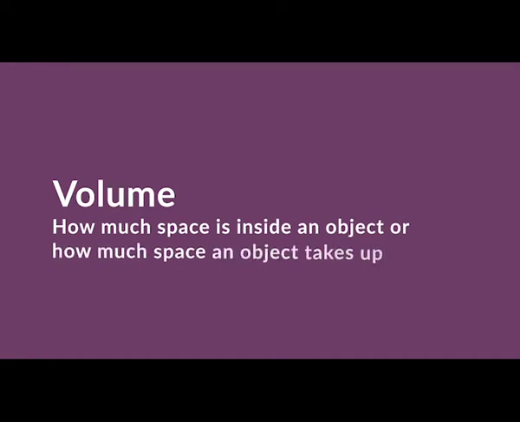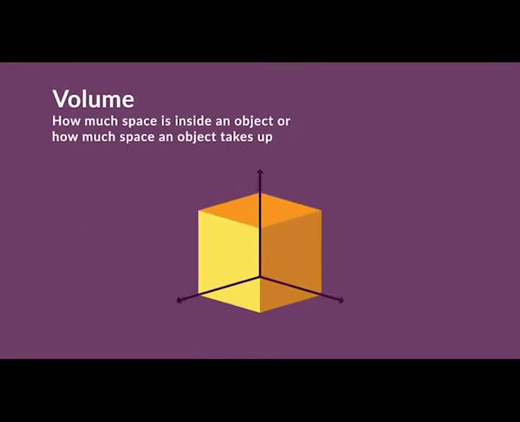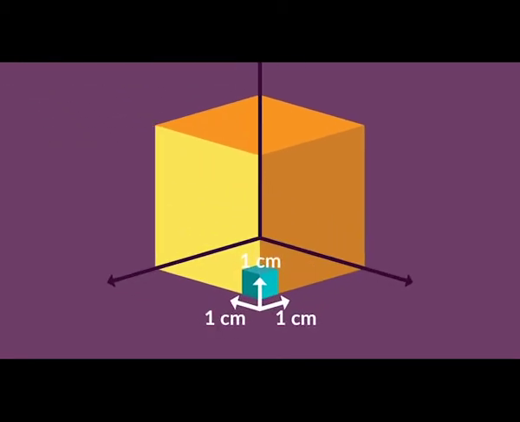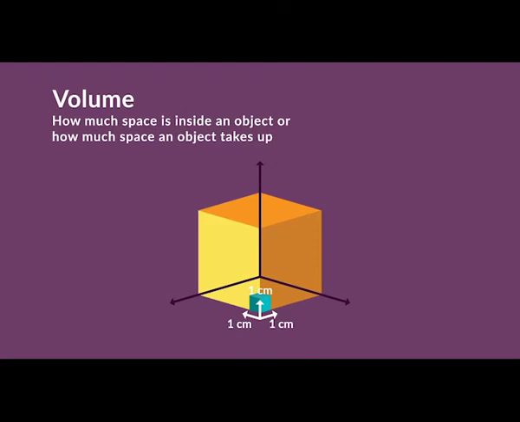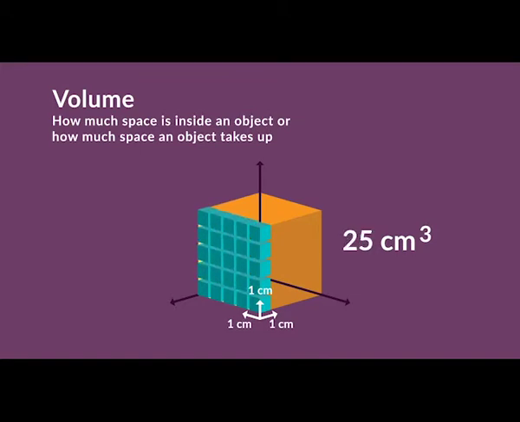So what is volume exactly? Volume is a measure of how much space is inside an object, or how much space the object takes up. It is always measured in 3 dimensions using linear measurements, like centimeters and meters, cubed. For example, if this cube had equal sides of 5 centimeters, its volume would be 125 cubic centimeters, meaning you could fit 125 little 1 centimeter cubes inside it.